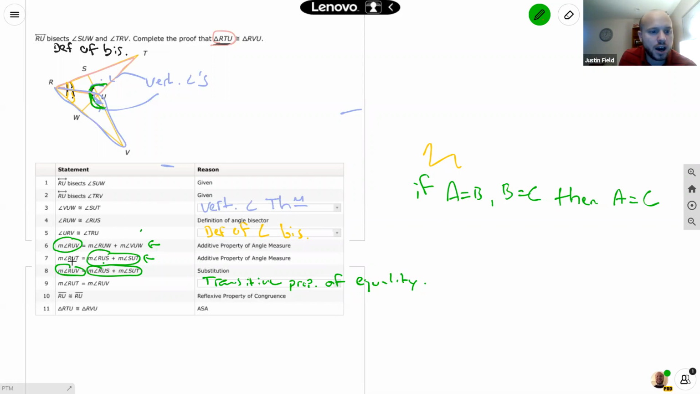Well, here you can see RUT is equal to RUS plus SUT. RUV is equal to RUS plus SUT. They're both congruent to the same expression. They're equal, so they're equal to each other. I said equality because we're talking about equal signs. And so I did skip a step by saying they're congruent because they're equal, but that's fine. And RU is congruent to itself, reflexive property. And now we can see angle, side, angle.